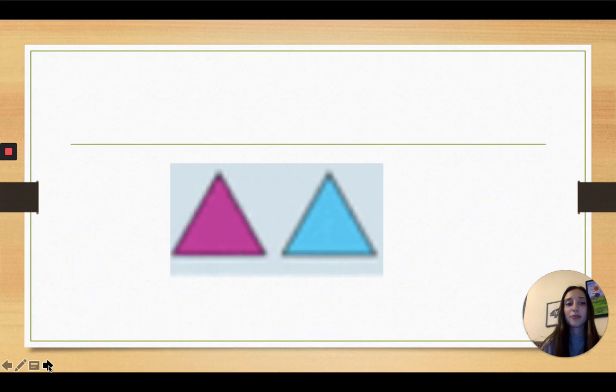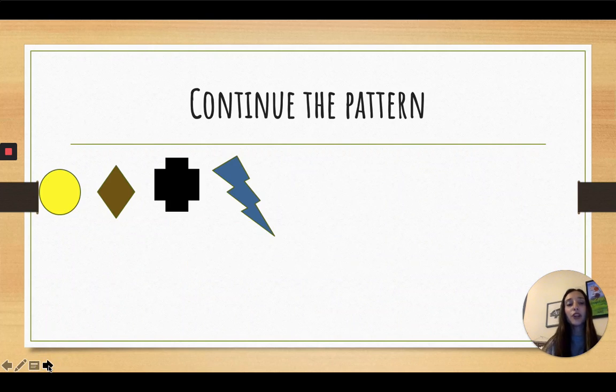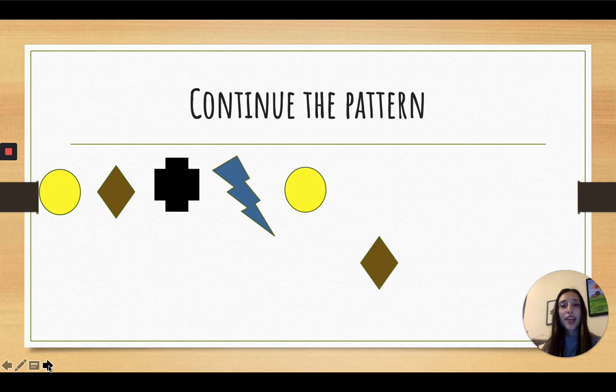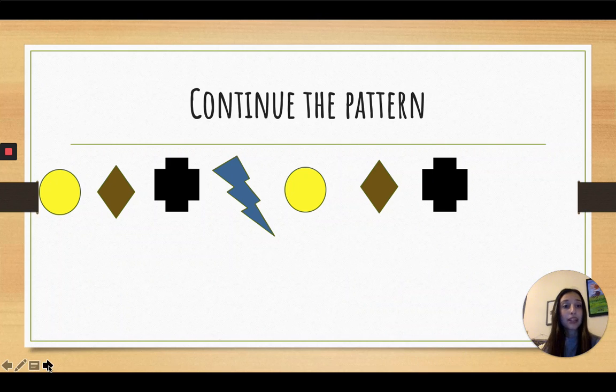Very good job. All right, so I want you to continue this pattern for me. I want you to keep that pattern going. So I'll give you a second to think about that pattern and then we'll complete it together. Yeah, so next I'm going to have my circle there. Then I'm going to have my diamond. Then I'm going to have my plus sign. And then I'm going to have my lightning bolt. And if I kept continuing the pattern, I could keep going and going and going with those different shapes.